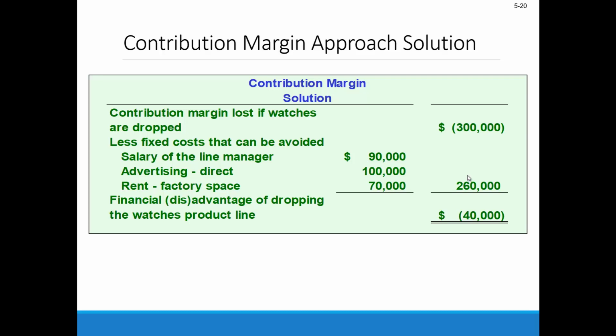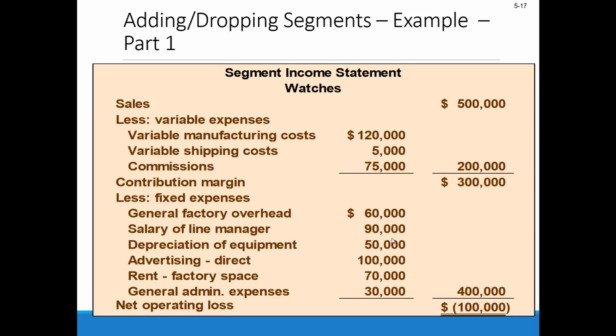So we are essentially comparing the contribution margin we'd lose from selling those watches to the fixed expenses we'd save from no longer producing them. And in this case, we see a financial disadvantage of dropping the product line in the amount of $40,000. So again, that relates to the fact that there were several fixed expenses that were unavoidable.